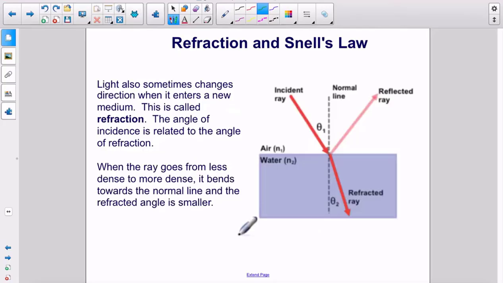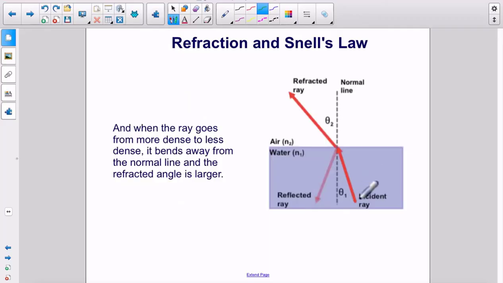Light also sometimes changes direction when it enters a new medium. This is called refraction. The angle of incidence here is related to the angle of refraction here. When the light ray goes from a less dense to a more dense medium, like from air into water, it bends towards the normal line, and the refracted angle is smaller than the incident angle. And when the light ray goes from a more dense material into a less dense material, like from water into air, it bends away from the normal line, and therefore the refracted angle is larger than the incident angle.